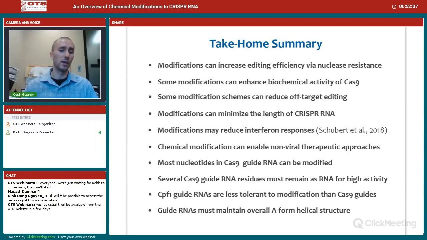And then unfortunately, Cpf1 guide RNAs are even less tolerant of modification, and they're going to require a lot more work to modify and stabilize. And one of the take-home messages from work that I was doing with Masad on our DNA study was that the A-form helical structure overall should be maintained. So modifications should be incorporated that maintain A-form structure ideally.